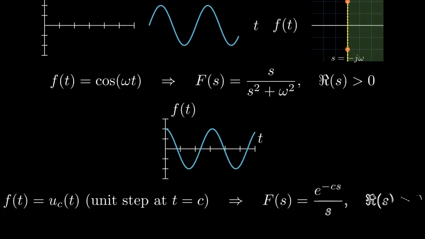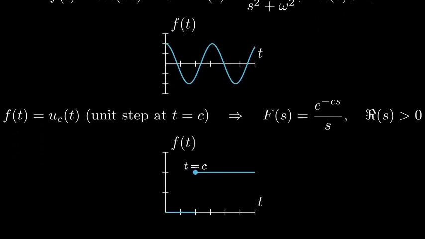Finally, for the unit step function at t equals c, F(s) equals e^(-cs) divided by s, valid for the real part of s greater than 0. Now, let's examine some key properties of the Laplace transform with explanations.